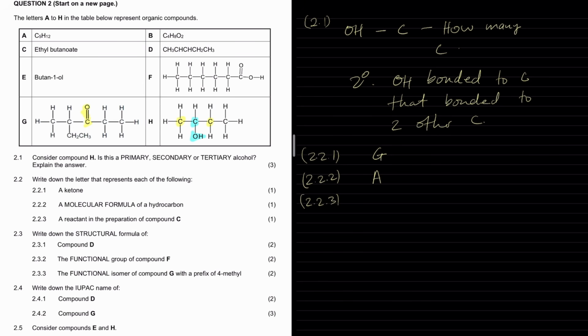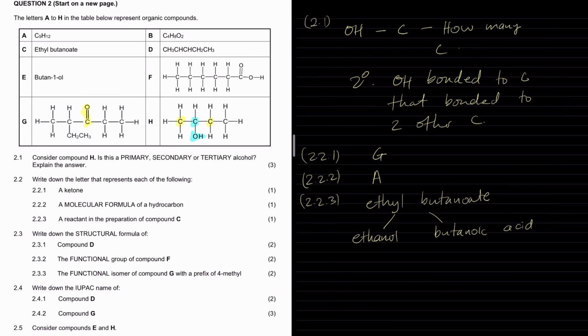2.2.3, a reactant in the preparation of compound C. So compound C is ethyl butanoate. So if I consider ethyl butanoate, that is an ester. Ethyl butanoate is made up of two compounds. One is an alcohol. The alcohol is ethanol. And the other compound is going to be the carboxylic acid, butanoic acid. So I'm looking for an alcohol. Let's see. So E is an alcohol, but it's not ethanol. So I'm also then just looking for butanoic acid.